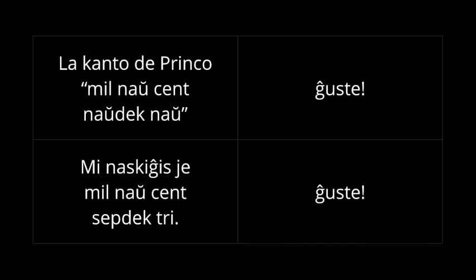For usage like this, you would really need to say mil naŭcent naŭdek naŭ. 1999. I was born in mil naŭcent sepdek tri. 1973. Those are the correct ways to say it.